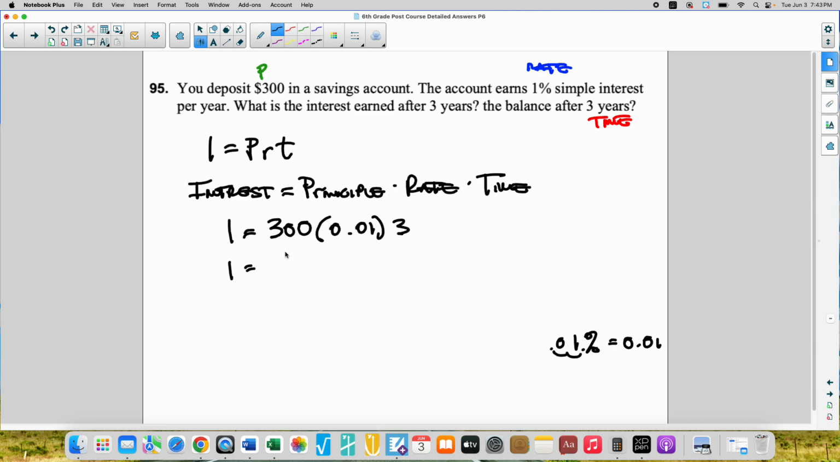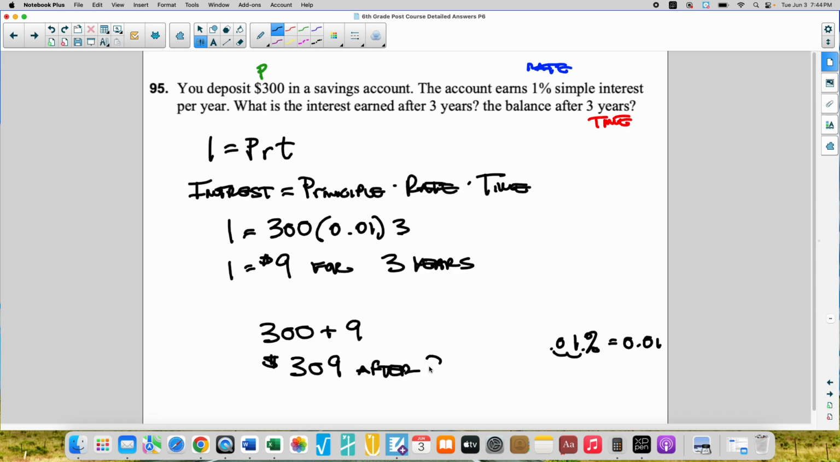Interest equals, so that's going to give us $9. Ugh. That is so unfortunate. So the interest after 3 years is $9. For 3 years, $9 of interest, and then we were going to add that to the balance. So we add it to our principal, which is $300 plus the interest, $9, gives us $309 balance after 3 years. So this one's the after 3 years.